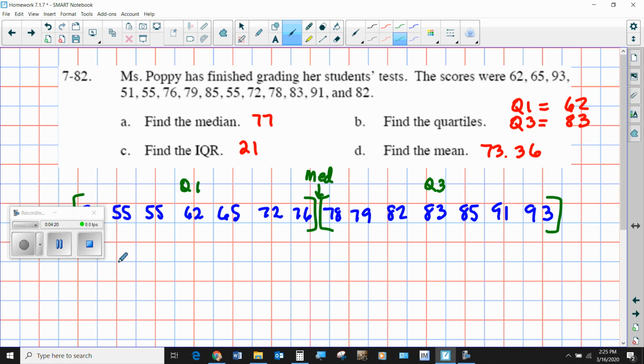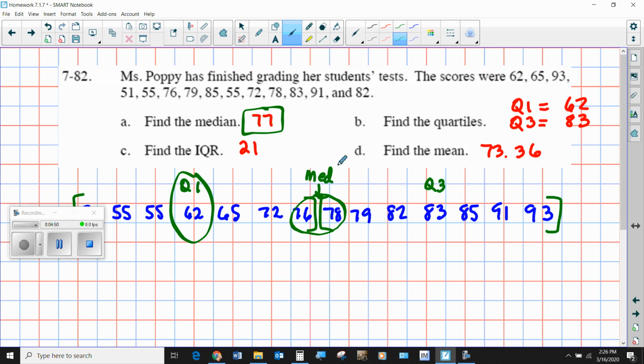Here we have a situation where we've got a bunch of test scores and we want to put them in order from least to greatest. Once they're in order from least to greatest, then you find what number is in the middle, and it turns out there's 2 of them in the middle because you've got an even number of numbers there. So you take the average of those 2, and that's your median. For the quartiles, take the median of the lower half, 1, 2, 3, 4, 5, 6, 7. The number in the middle is going to be your first quartile.